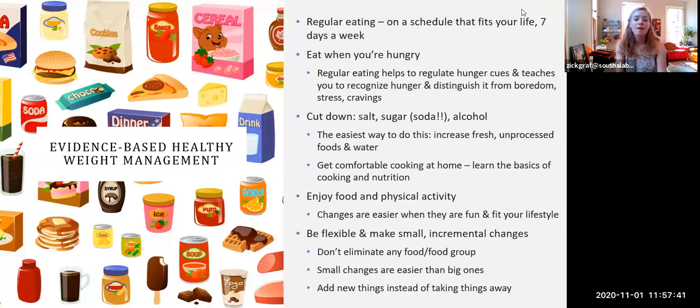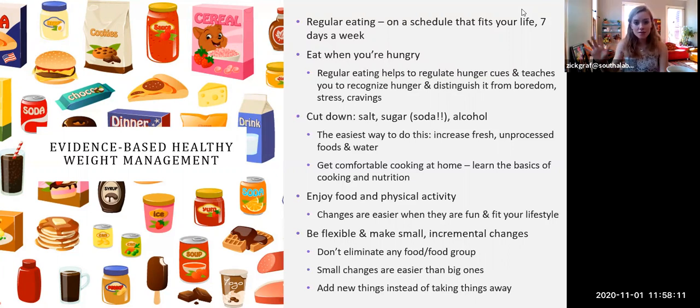But the important thing, eating disorders are rigid, they're inflexible, they're extremely goal-oriented, they're single-minded. So changes that are flexible, small and incremental, are changes that are less likely to lead to that kind of disordered eating thinking. So experts recommend not eliminating any food or food group, adding, not subtracting, making small changes, one thing at a time, not making huge changes because those are harder to maintain. And again, adding things, not taking things away.